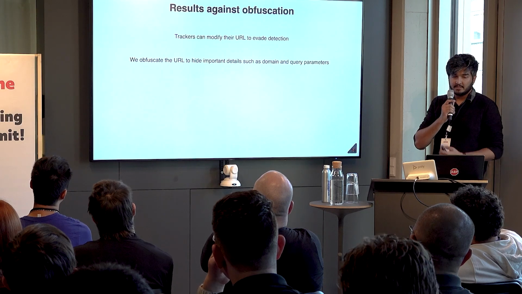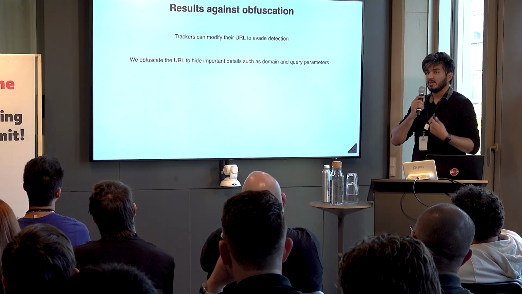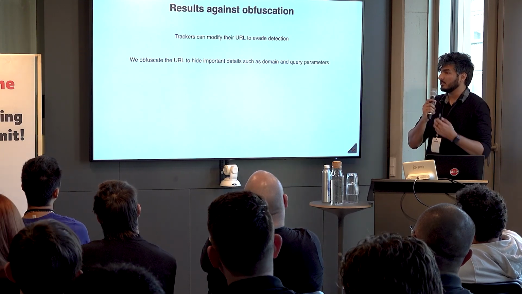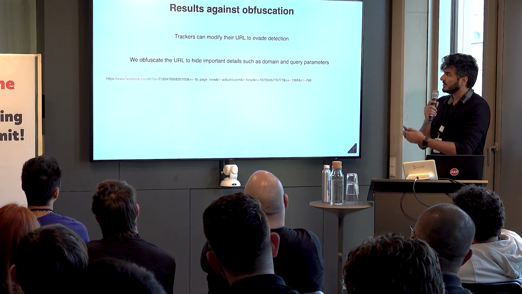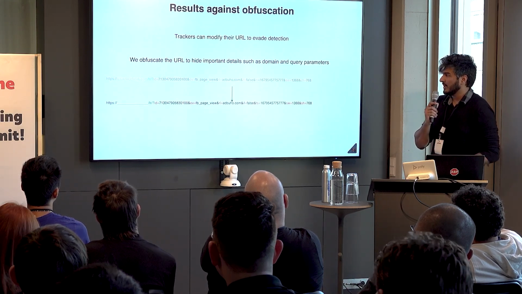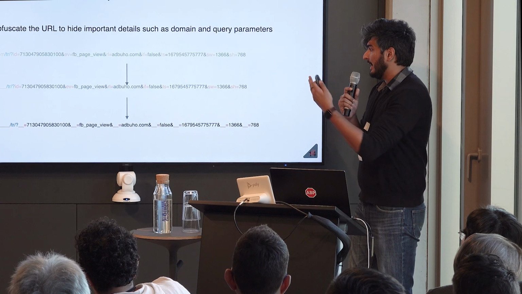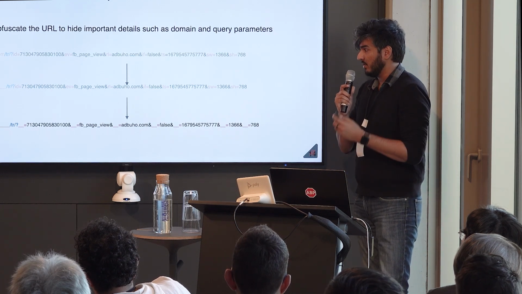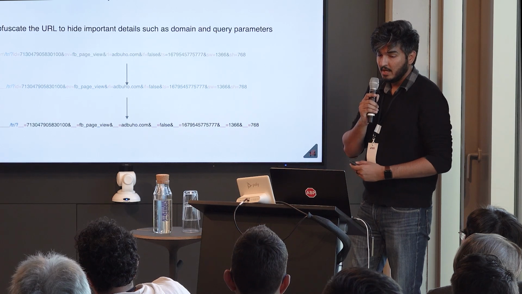And we also mentioned that in the pipeline, we also try to obfuscate the URLs. And why is that? Because trackers can modify the URL to evade detection. One very simple way is to either switch or hide their domain. So what we also did was we took a URL, we obfuscated a domain first, and because there are also some query parameters and other information in the URL itself which can be used, we also did another step where we removed any of the identifying information or the visible information from the query parameters as well.